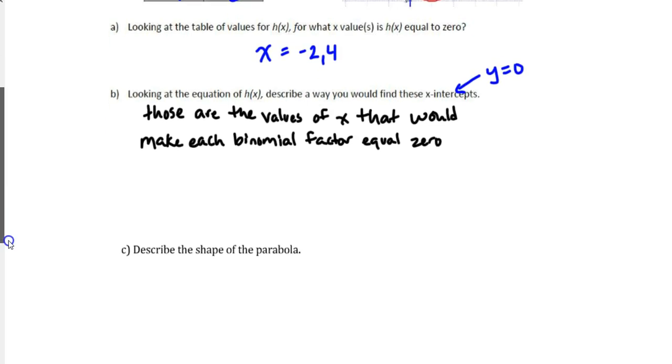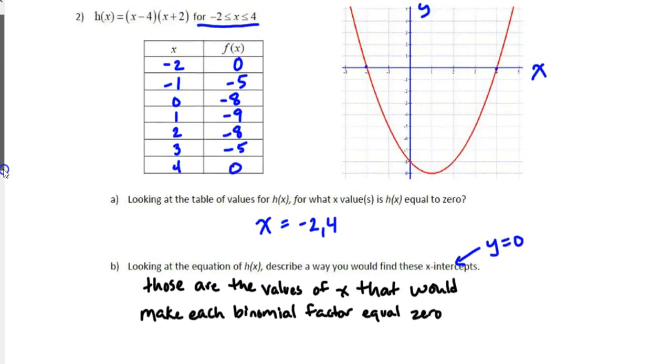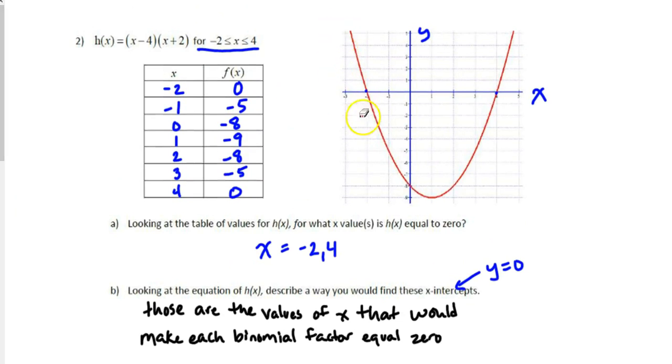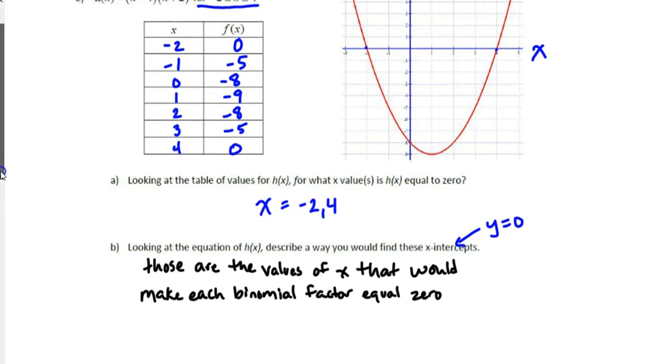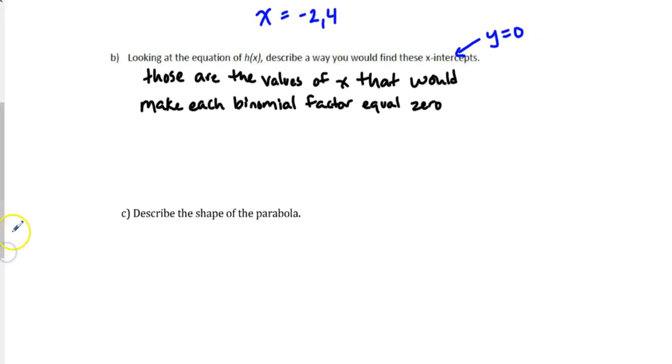Finally, the question says, describe the shape of the parabola. Okay, so we just look at this parabola. It's kind of U-shaped, and I would say it continues to spread to the left and right. Why don't you take your pen and add arrowheads to that? Continues in the left and right direction. And we'll get more language later to describe the shape.